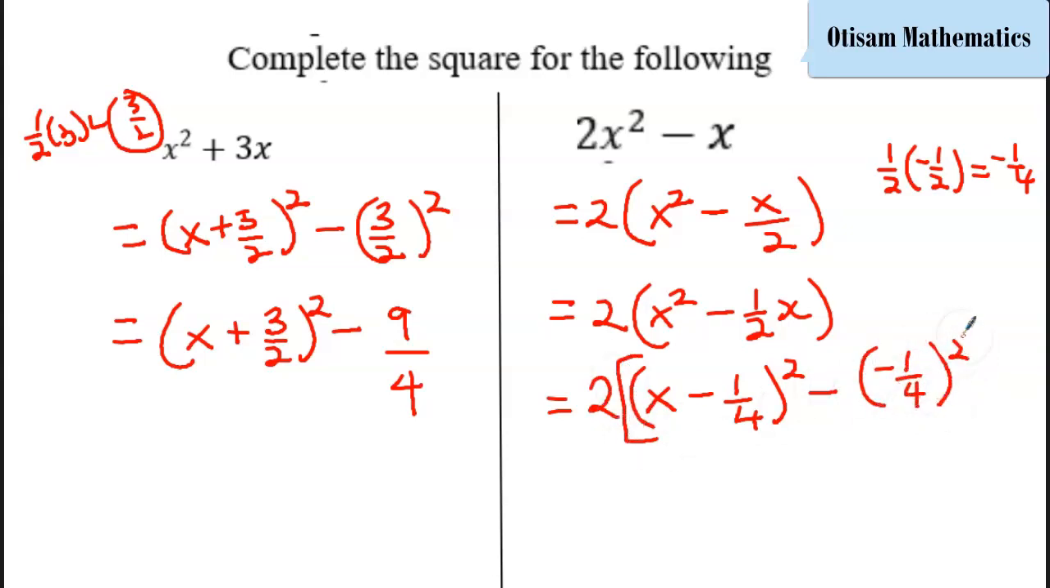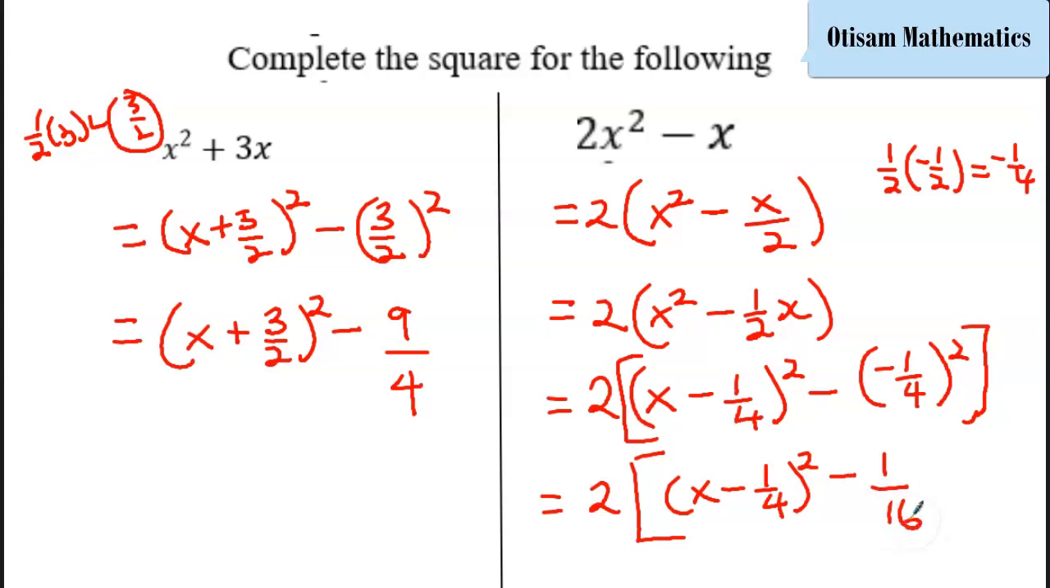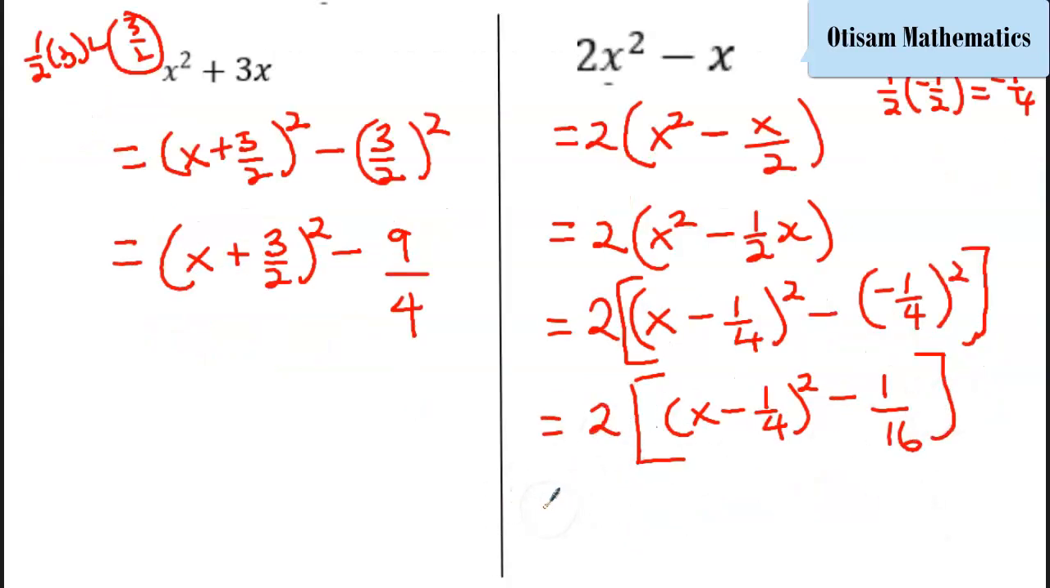Now let's put them in a bigger bracket. So we have 2 times the bigger bracket, x minus 1 on 4 all squared, minus 1 on 16. We then multiply through by the constant. So we have 2 times x minus 1 on 4 all squared. 2 times 1 on 16, 2 goes here, 8. So you have minus 1 on 8.